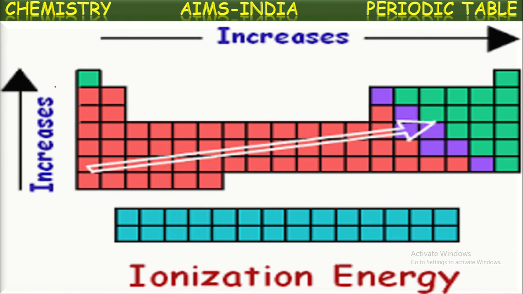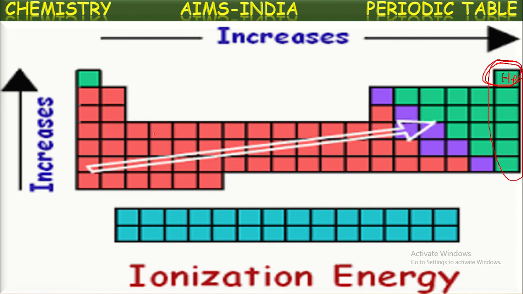So in a group from top to bottom, it decreases, meaning the topmost elements have greater ionization energies. In a period from left to right, it increases. So these elements have greater ionization energy. So left to right, it is increasing. So these elements have the greatest ionization energies. Out of these also, from top to bottom, ionization energy decreases. So this topmost element has the highest ionization energy among all. We can say helium is the element with the highest ionization energy in the modern periodic table.